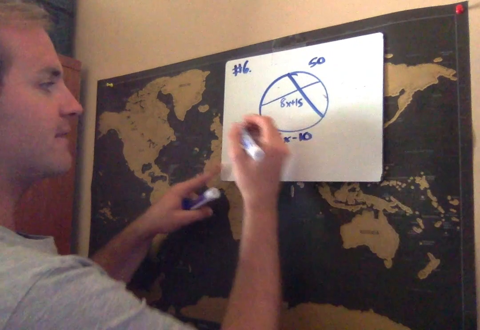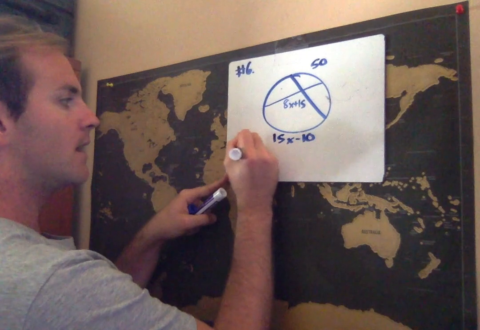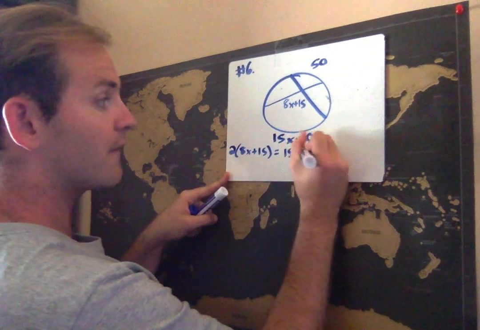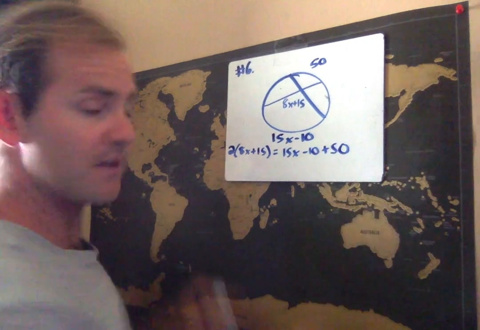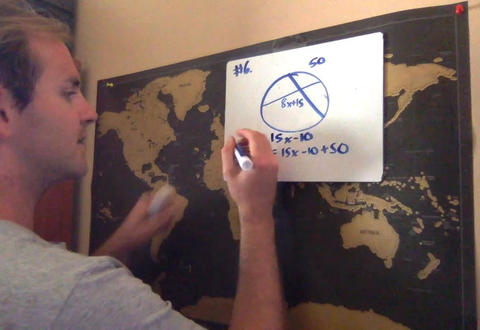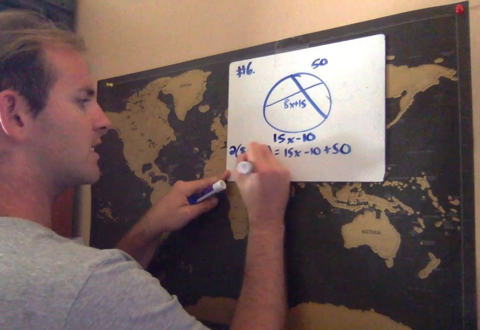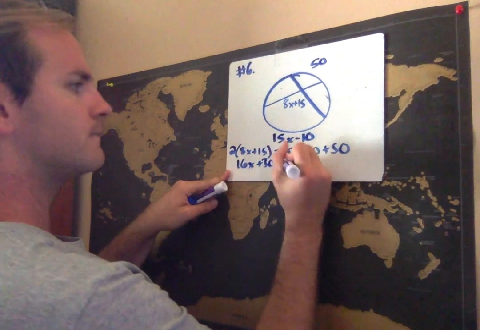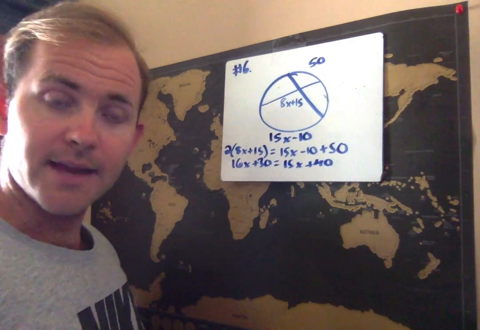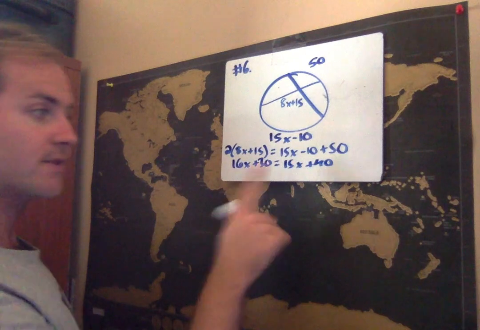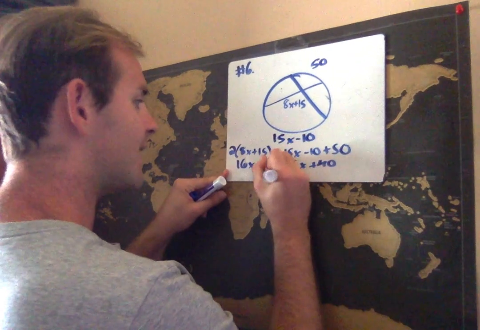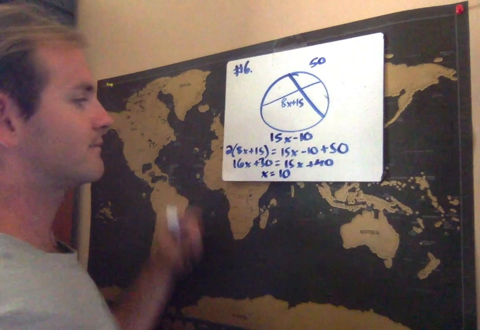So if I actually want to write that in equation form, here's what I'd get. 2 times (8x plus 15) equals 15x minus 10 plus 50. From here, what we do is we use our Algebra 1 skills from last year. On the left-hand side, we're going to use the distributive property. From here, it's a multi-step equation with variables on both sides. Subtract 15x, and then subtract 30, and I believe that I get x equals 10.